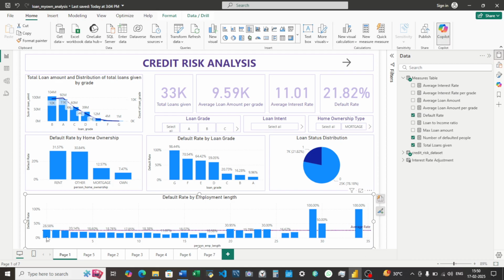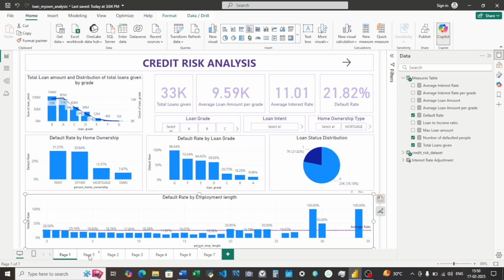And you could see the default rates from 0 to 15. 0 is highest, 1 and 2 are highest, and as it crossed the 2 year mark of employment length, it steadily decreased, which is less than the average default rate for those years. It decreased, and from the mark of 25 years, it has increased drastically.